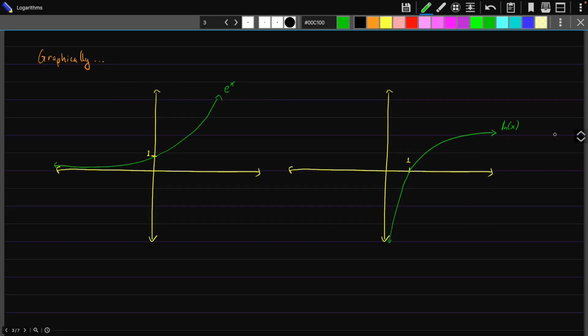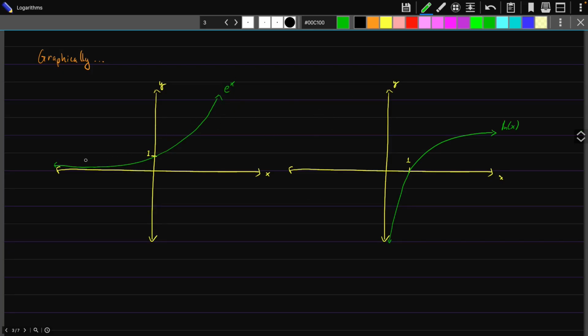Okay, so those are the basic formulas. Now I want to show you what the logarithm function looks like graphically. So if you're familiar with the exponential function, it looks like this. Y equals e to the x is given by this green curve here. The logarithm function looks pretty much the same but different.